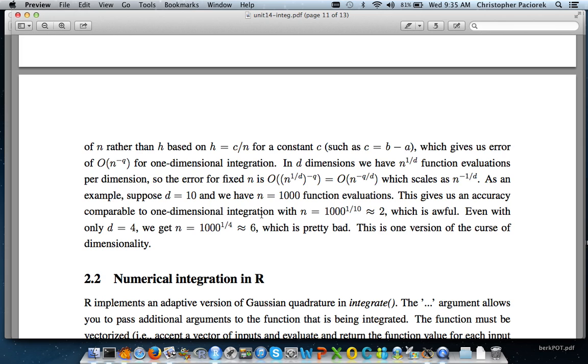Sorry, I just meant to say order of n to the minus 1/2 here. Okay, so are there any questions about that?